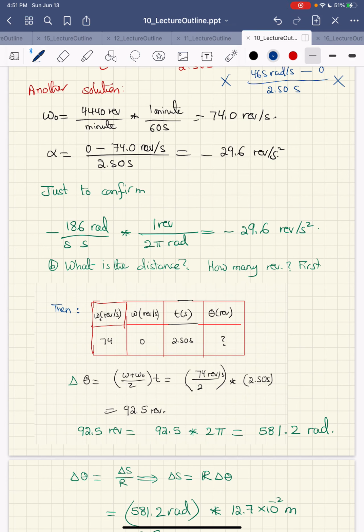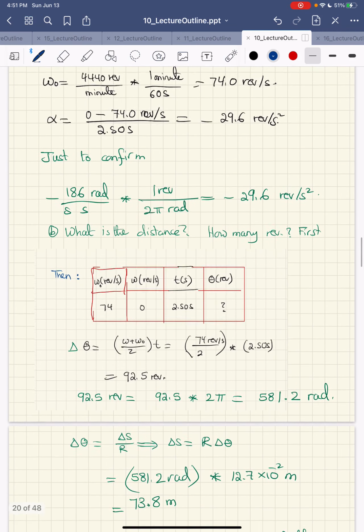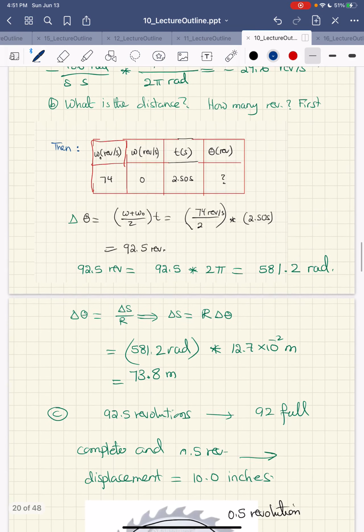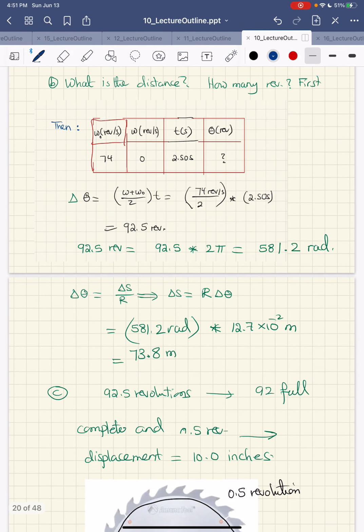Okay, these questions are very interesting because they are mixing units so that you will be able to notice the relations between them. And then finally, I will be able to calculate delta theta equals delta S over R, which means I can calculate delta S as R times theta. And I calculated this as 73.8 meters. Now, if I didn't say which unit I want, you can keep your units in whatever unit you like.